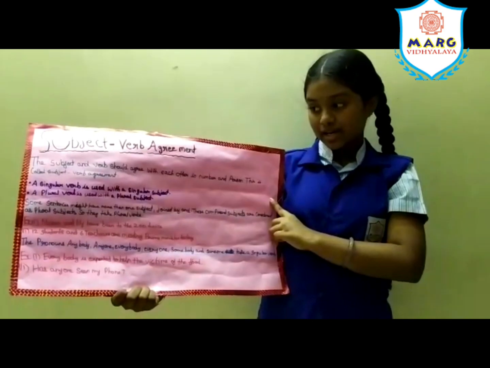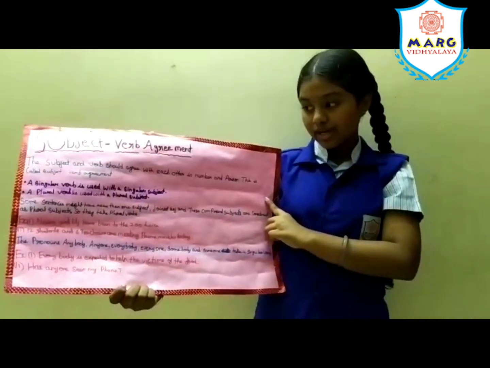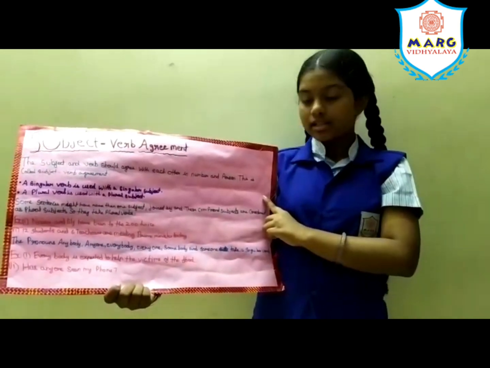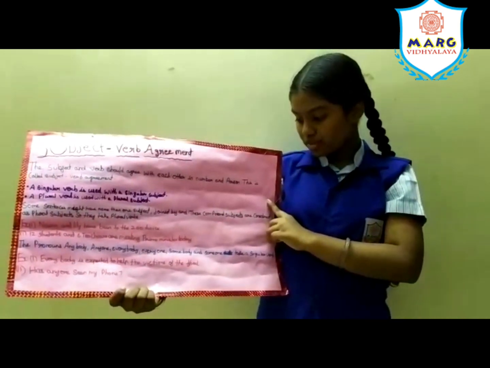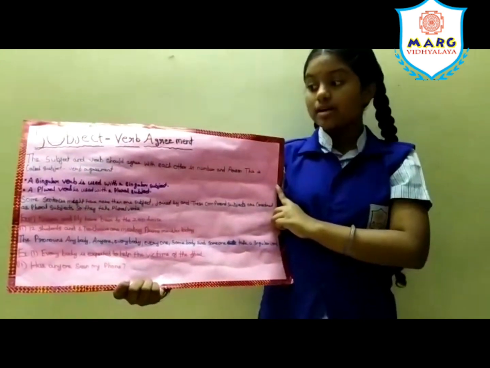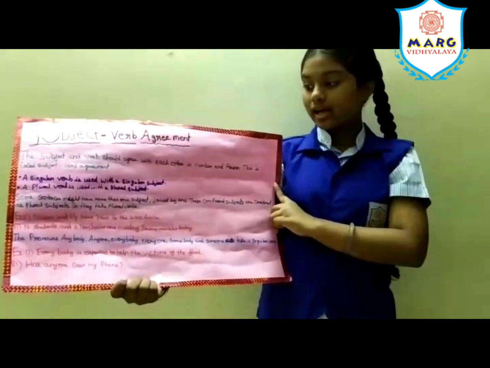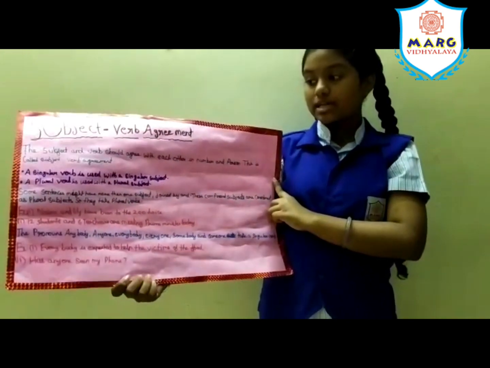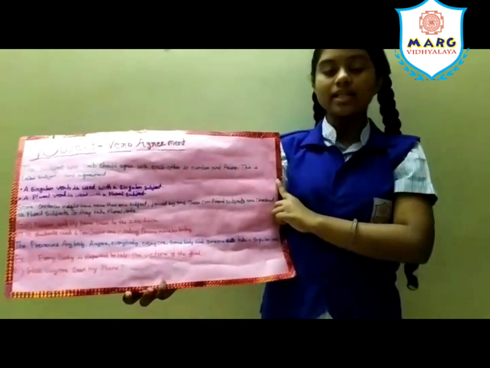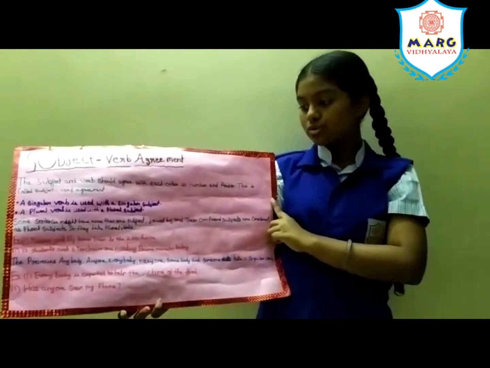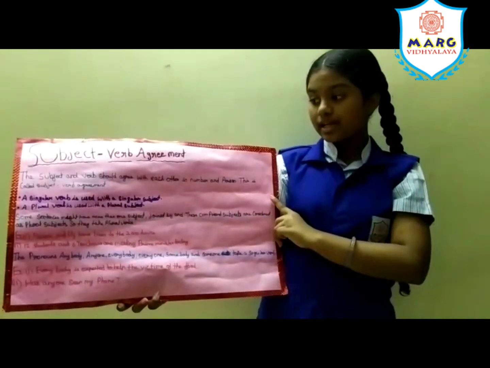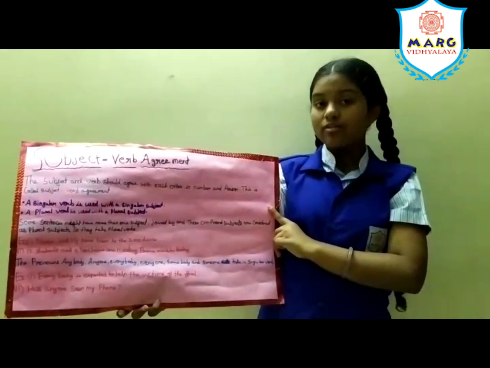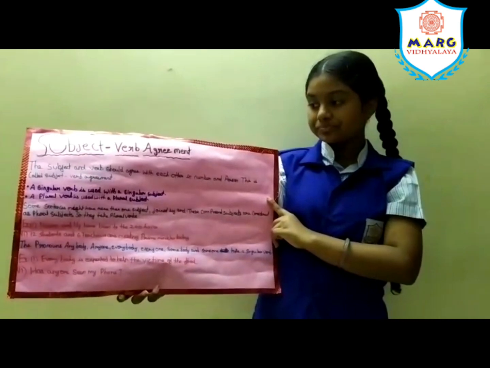Some sentences might have more than one subject joined by and. These compound subjects are considered plural subjects, and so they take plural verbs. Some examples are: Naina and Lily have been to the zoo twice. Here, Naina and Lily are plural subjects and have is a plural verb.